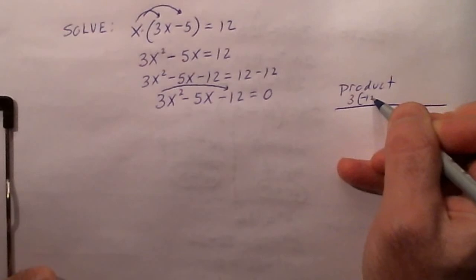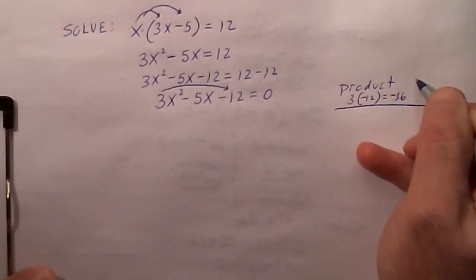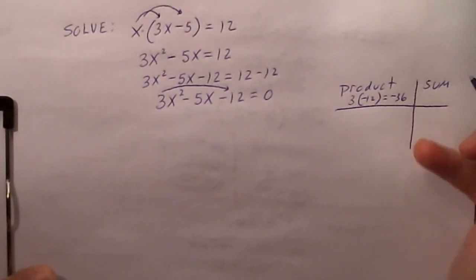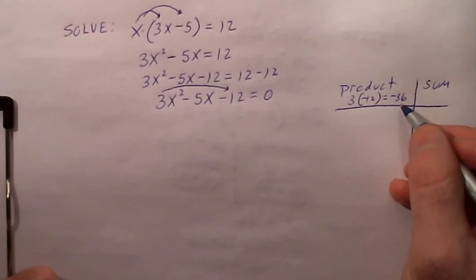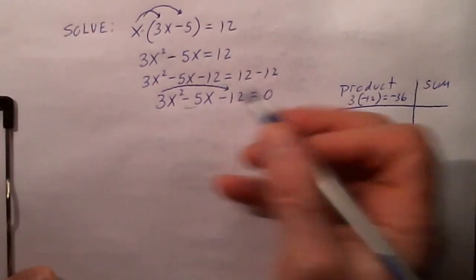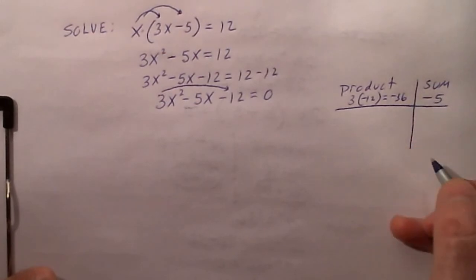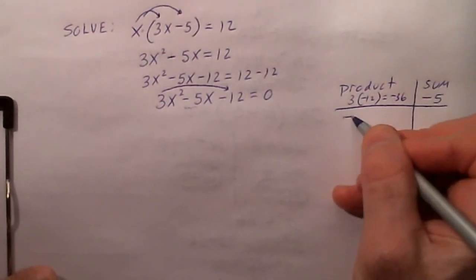3 times negative 12 gives us a product of negative 36. And now we're going to have to try to find two factors of negative 36 that sum up to our middle coefficient of negative 5. Let's start listing some factors of negative 36.